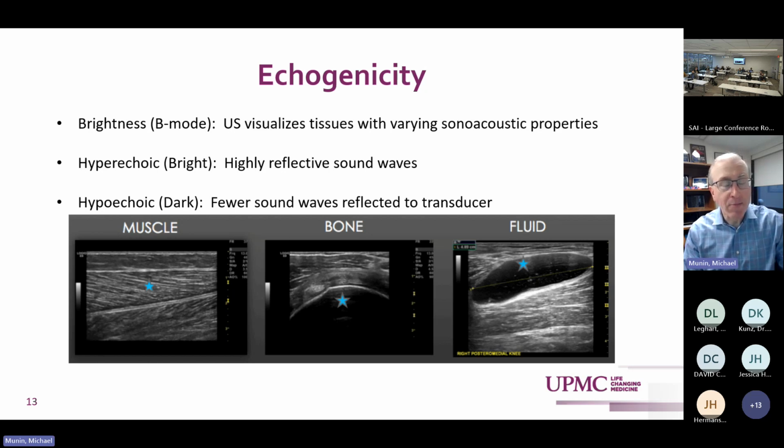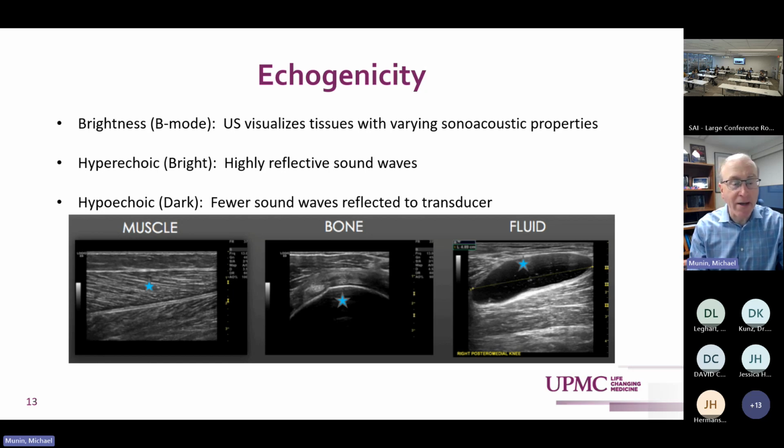And of course, we use B-mode to determine this. Simply stated, tissues that are bright are highly reflective of sound waves. Tissues that are dark or hypoechoic have fewer sound waves reflected back to the transducer. If you look at muscle, it really is hypoechoic with just some hyperechoic or bright lines or dots throughout it. You see the bone has a bright line. Beneath the bone is black. That's cortical shadowing. The ultrasound beam can't get through the bone. And then fluid could be black as it's seen there.